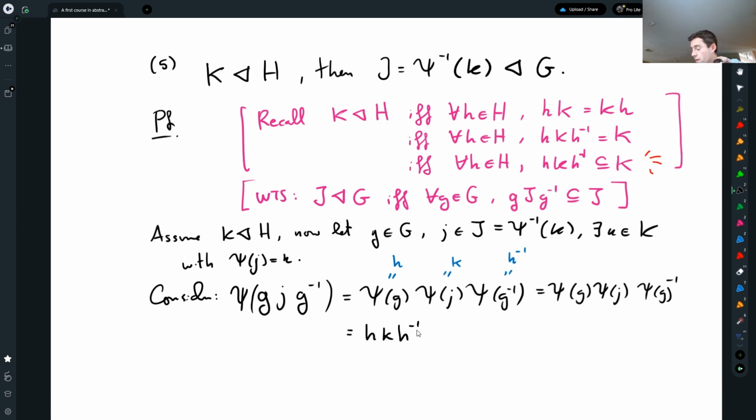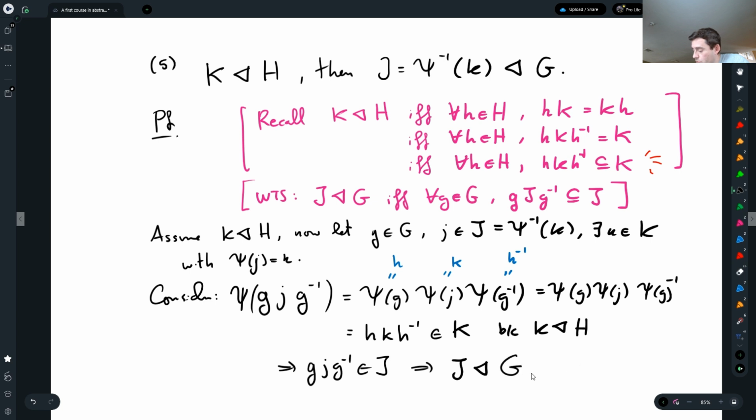But now you see this element is in H, and this element is in K, and this is a conjugation by an element of H. But K is normal in H, and therefore this is in K because K is normal in H. Great. So what that tells me then is that g j g inverse is in J, and therefore, since this was for any j and any g, that tells me that J is normal in G, as I wanted to prove.